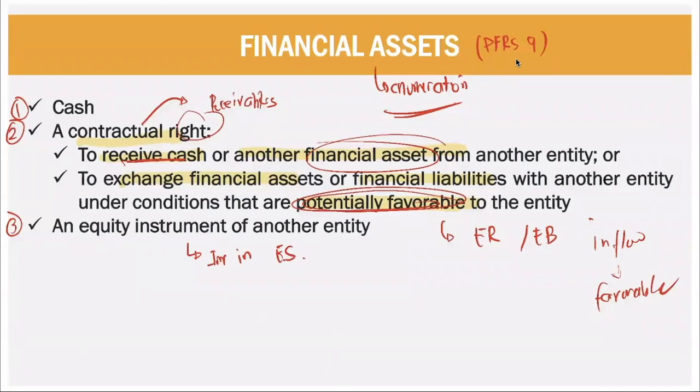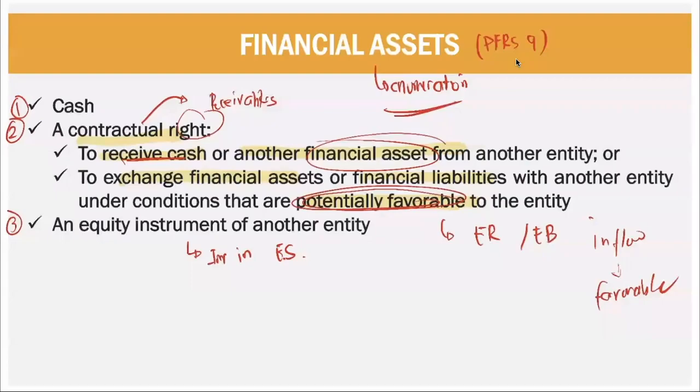Okay, so again, for your financial assets, PFRS 9 provides for an enumeration as to the definition of a financial asset. And what are those? First, cash. Second, we have your receivables, which is a contractual right. Third, an equity instrument of another entity, which is your investment in equity securities.